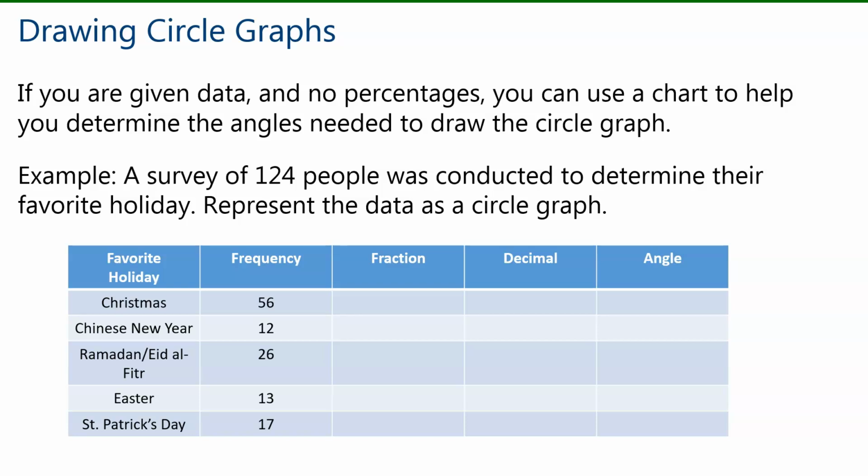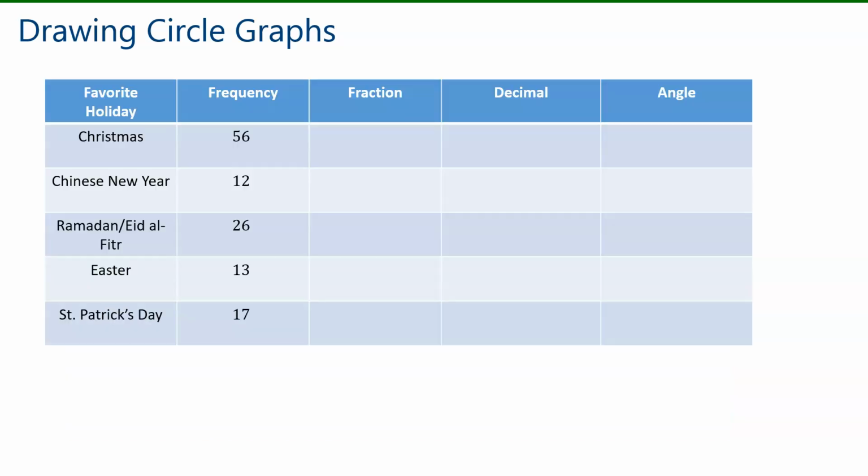So here's the data we're given. And organizing this in a chart like this can help us easily determine the measure of each angle. So 56 people that were surveyed chose Christmas as their favorite holiday. 12 chose Chinese New Year. 26 chose Ramadan and Eid, and so on. So now I'm going to make my chart a little bigger, so I'll have some room to fill this out. So 56 of the 124 people surveyed chose Christmas as their favorite holiday. So I can write that like this as a fraction.